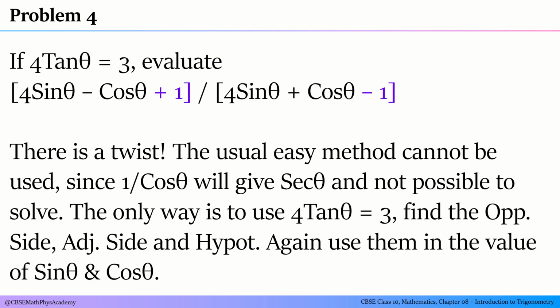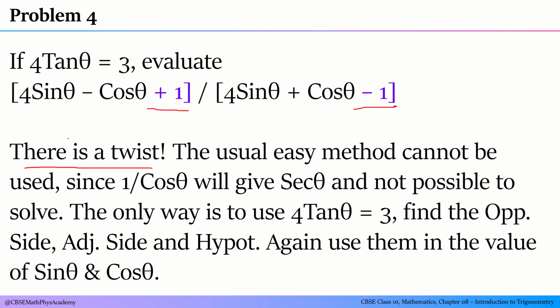Now this is again a board problem. You can see 4 tan theta is equal to 3. Evaluate (4 sin theta minus cos theta plus 1) divided by (4 sin theta plus cos theta minus 1). Now this problem has a twist. Usually there was no 1. I mean, this minus 1 plus 1 was not there in the earlier patterns.